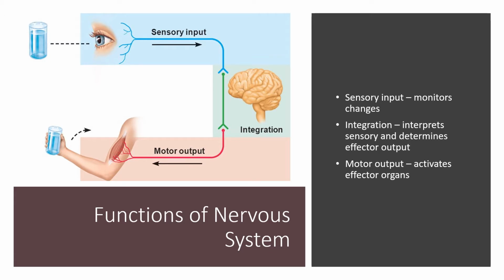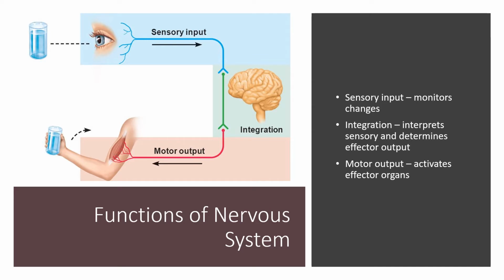Whatever it is, though, it's going to be sent to the central nervous system for integration. The central nervous system, and mostly the brain, interprets the sensory information and determines effector output. It takes in that sensory information and identifies it for what it is, and then it decides what needs to happen about that sensory information. Sometimes it's just putting a label to it.